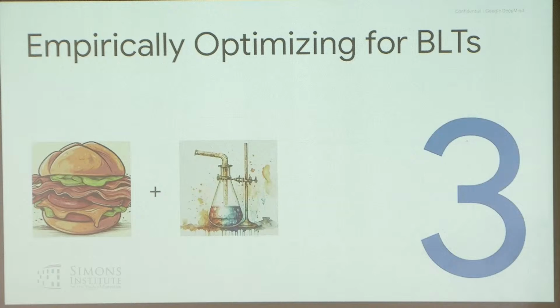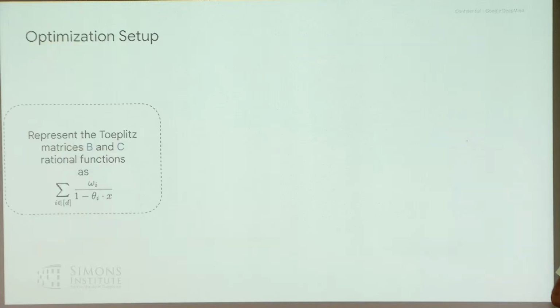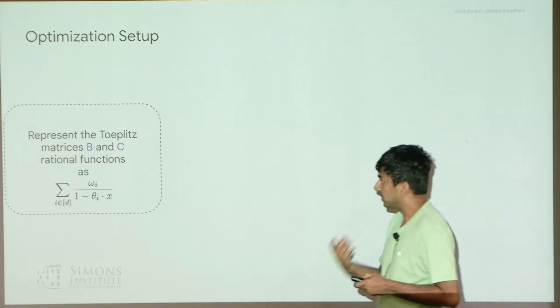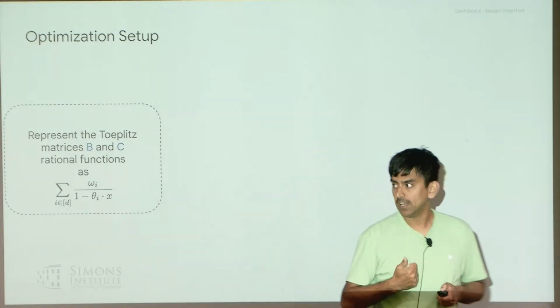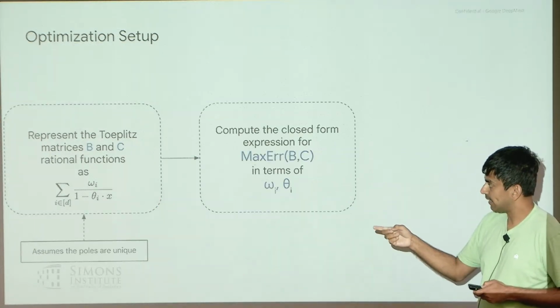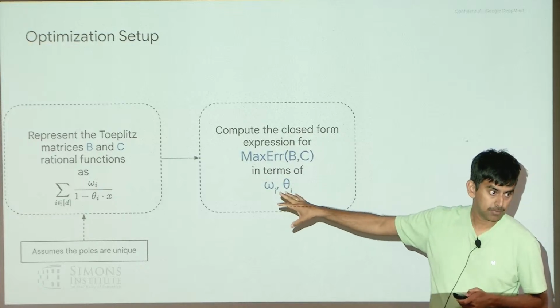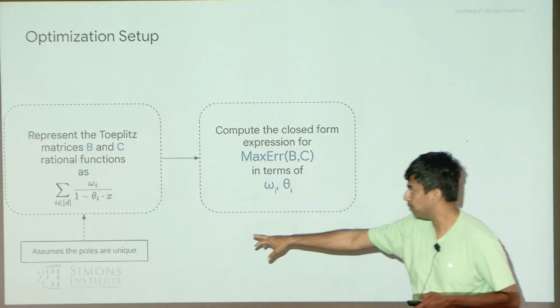Going to empirically optimizing for the BLTs. Now, I'll throw away theory. I'll just empirically optimize for this quantity. Okay. So, represent the Toeplitz matrix as a sum of partial fractions. One point is that for the empirical optimization, I'll assume that the poles are unique.